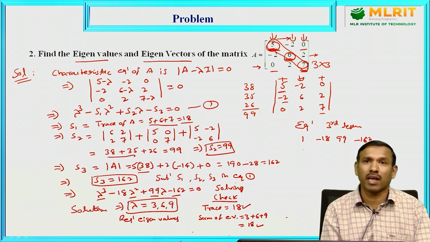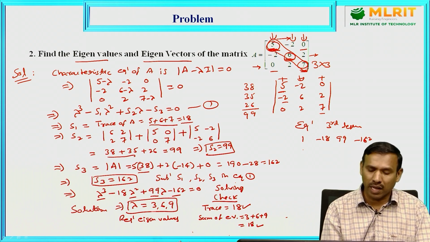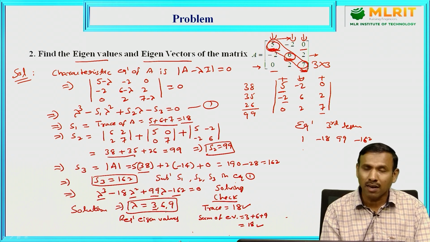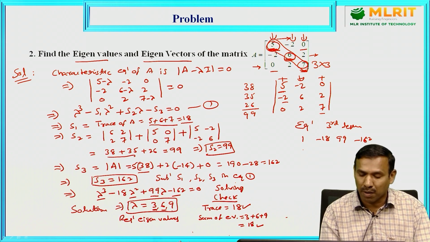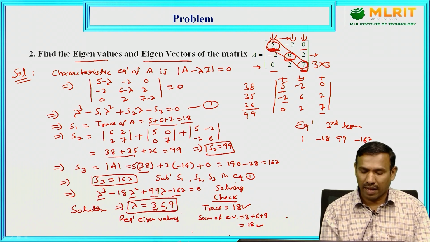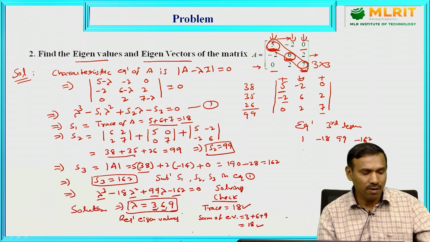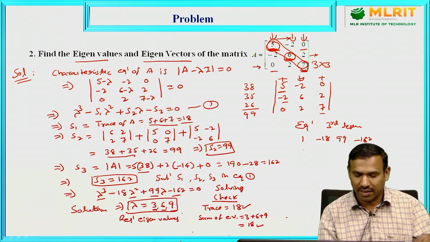Now we have the eigenvalues. For each corresponding eigenvalue, we need to find one eigenvector. For lambda equal to 3 one eigenvector, for lambda equal to 6 one eigenvector, for lambda equal to 9 one corresponding eigenvector. We will discuss how to find the eigenvectors in the next slide.